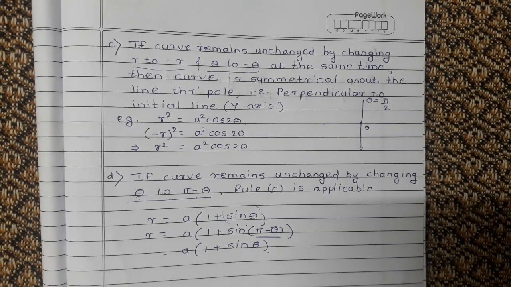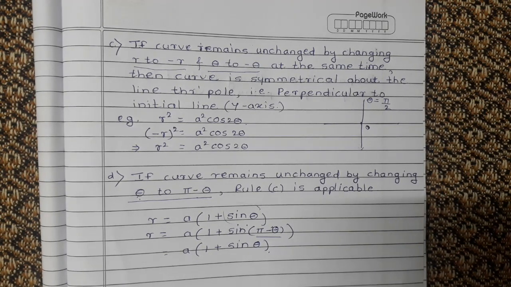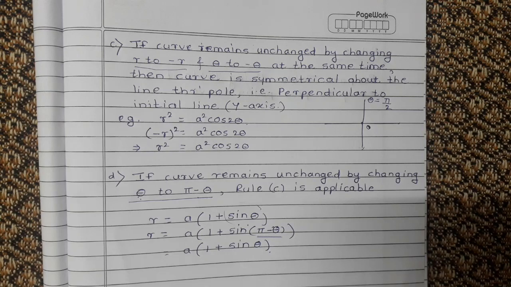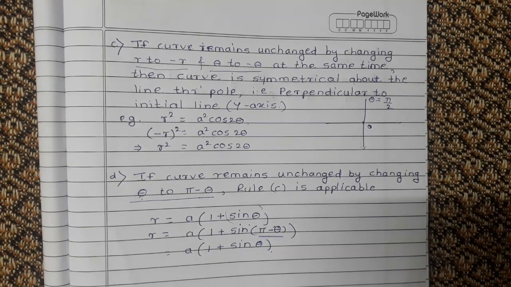That is, the first rule was replacing theta by minus theta. When you replace theta by minus theta and the equation still remains the same as it is, in that case it is symmetric about the initial line. The second, when you are replacing r by minus r, in that case it is symmetric about the pole. Then replacing r by minus r and theta by minus theta, it is symmetric about the y-axis, that is theta is equal to pi by 2. And when we are replacing theta by pi minus theta, yes, the same thing works, that is it is symmetric about the y-axis, right? So that is with symmetry.